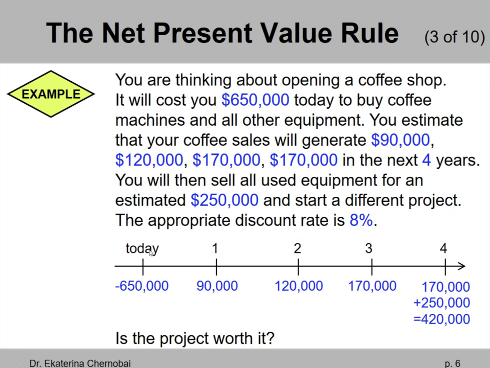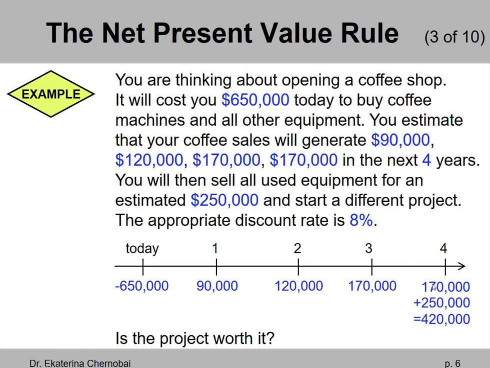Under year 0 or today, you're going to put negative $650,000. At the end of the first year, you put $90,000 in profit from sales, right, which was given. At the end of the second year, you put $120,000. At the end of the third year, you put $170,000. At the end of the fourth year, you put $170,000 again, plus another $250,000, which is how much we get when we sell all used equipment.